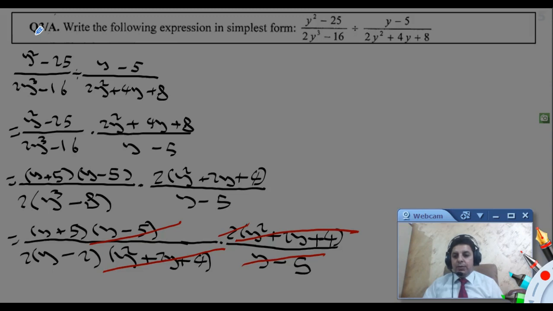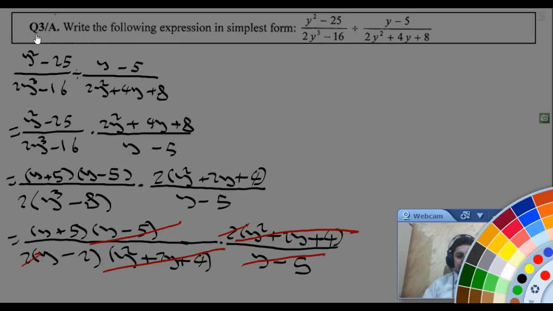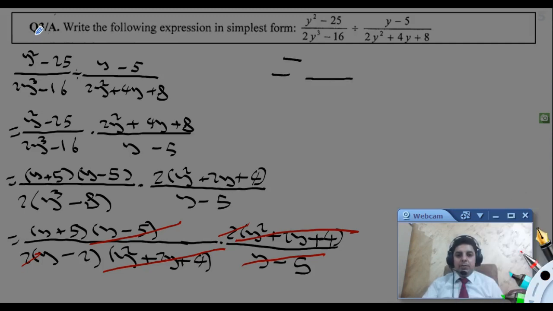2 with 2, keeping also y plus 5 over y minus 5. Keeping here, equal what? Keeping here y plus 5 and also y minus 2. That is the answer to this question.